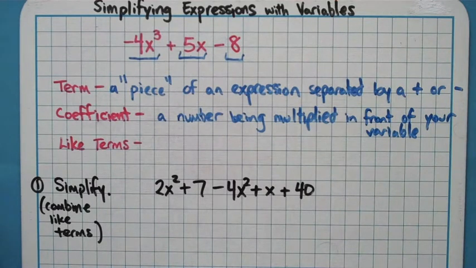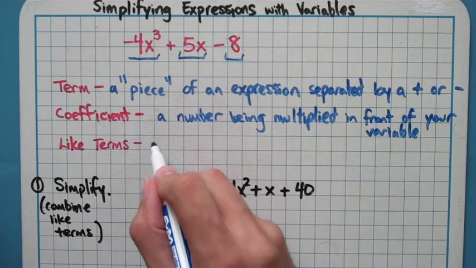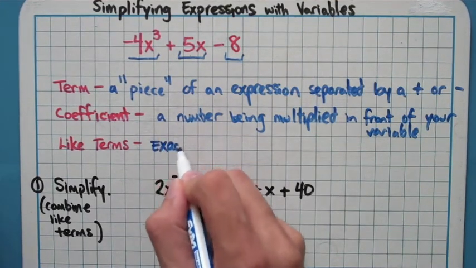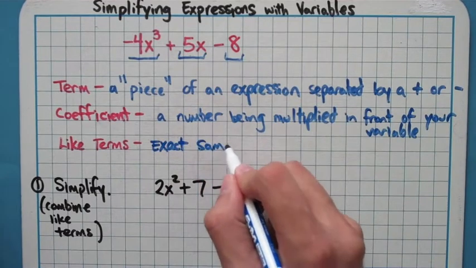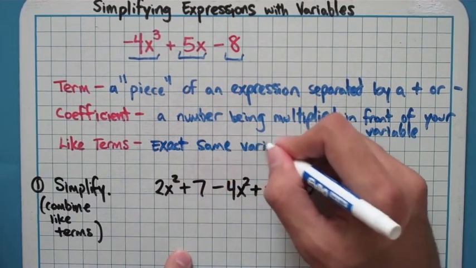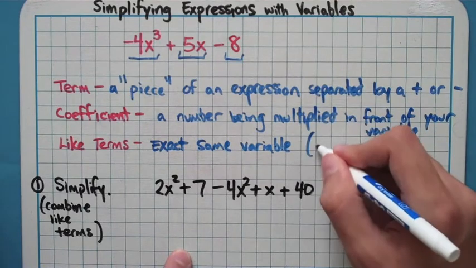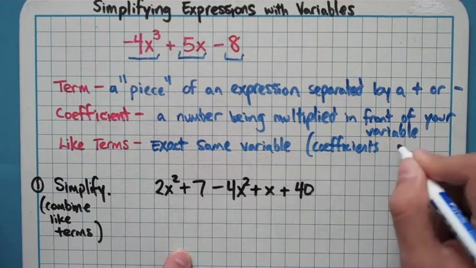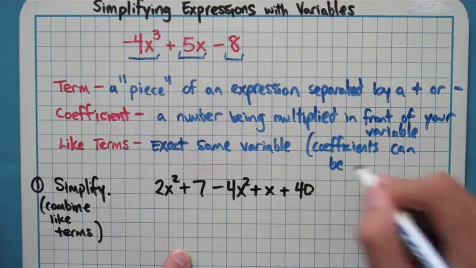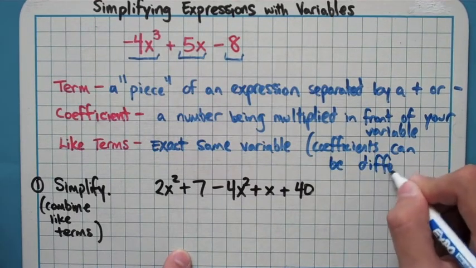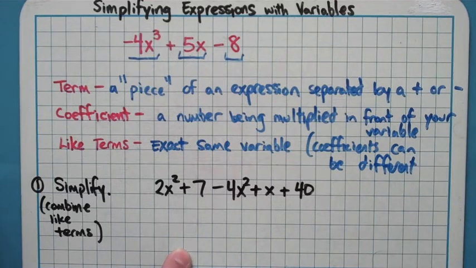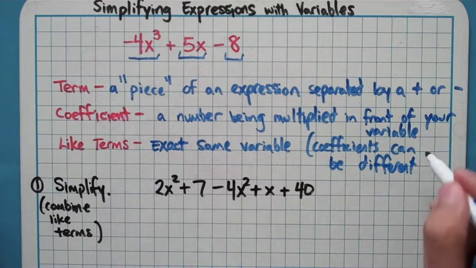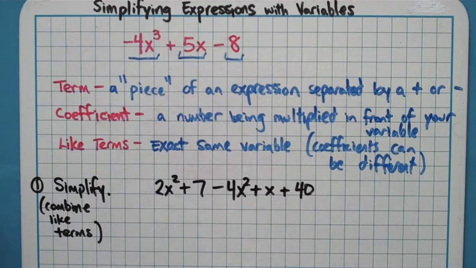Like terms are terms that have the same variable. So they have the exact same variable. The coefficients can be different though. So same variable, coefficients though possibly can be different. So, with that vocab out of the way, we're going to practice a few problems.